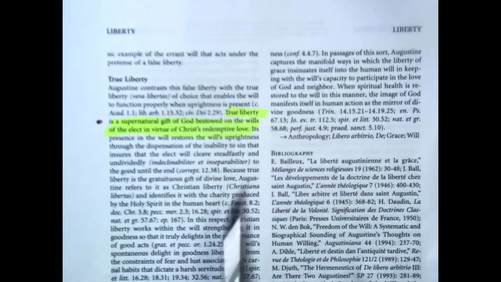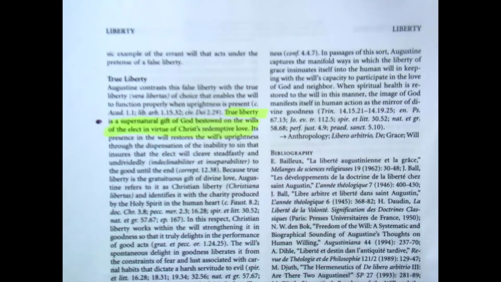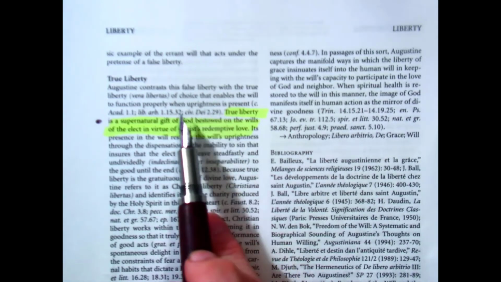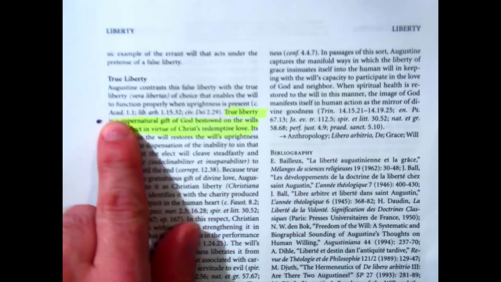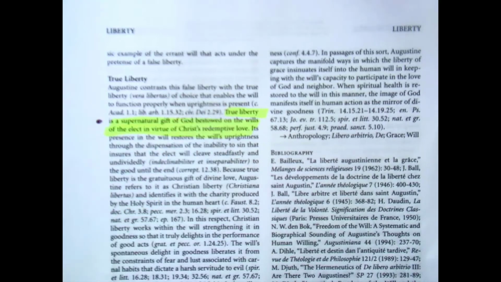All right, and then she gives us a summary. True liberty is a supernatural gift of God bestowed on the wills of the elect by virtue of Christ's redemptive love. We would expect to find that kind of theology in these passages. And if we were doing research on our own and trying to come to terms with what true liberty meant, this would tell us, regardless of whatever other text we've been reading from Augustine where we have a question about liberty, maybe we're reading Grace and Free Will, or Predestination of the Saints or something like that, then she's told us we should go back and have a look at these other texts that Augustine wrote. That's important.